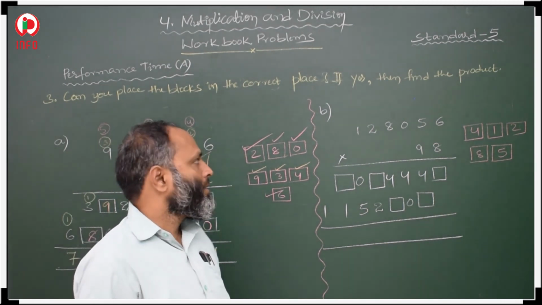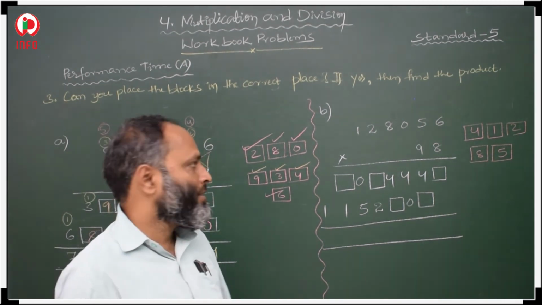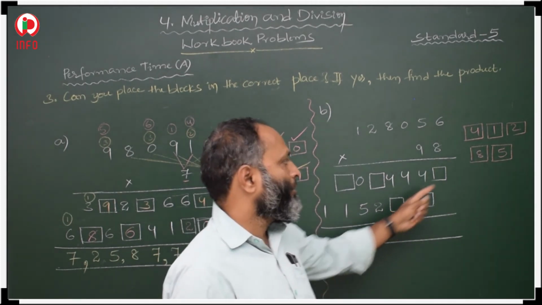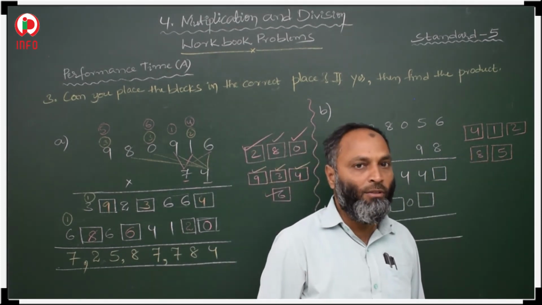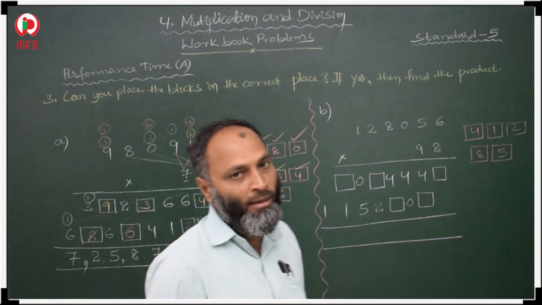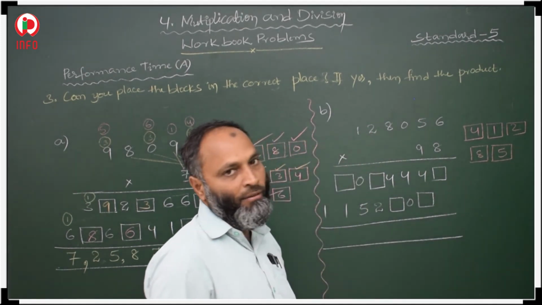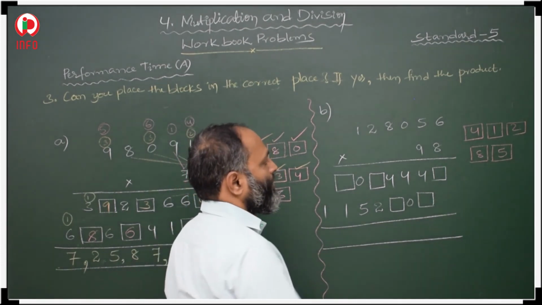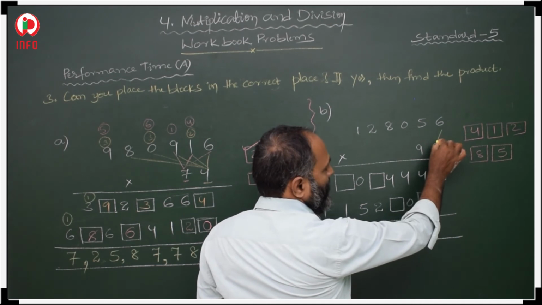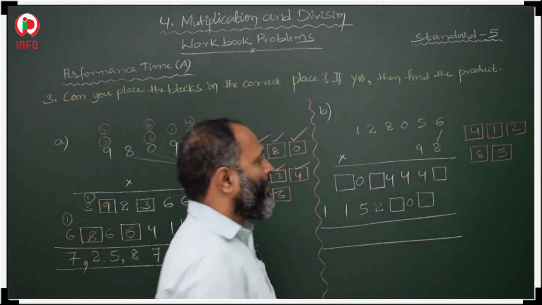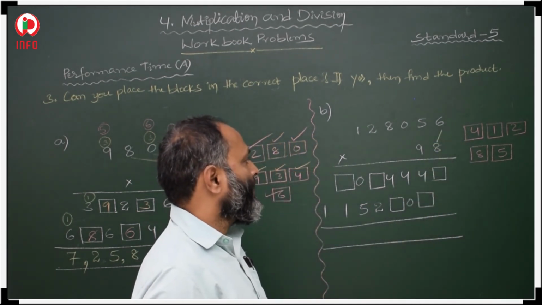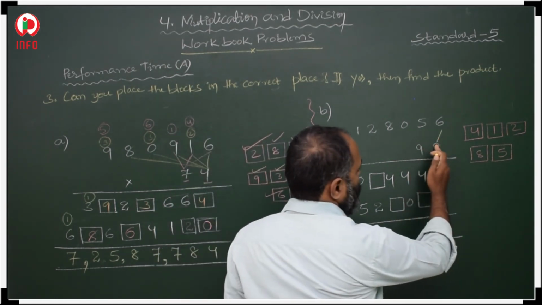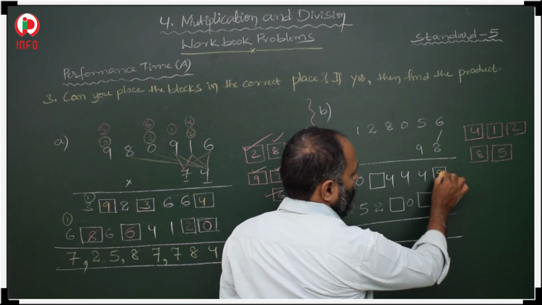Now in the same way, the second question is given. Here 1, 2, 3, 4, 5 places are missing. 5 numerals are given, and we have to keep those numerals in the correct place. After that we have to find the product and sum. Complete product we have to find. First, 8 with 6. 8 6s are 48. Here 8 will come, here 4.